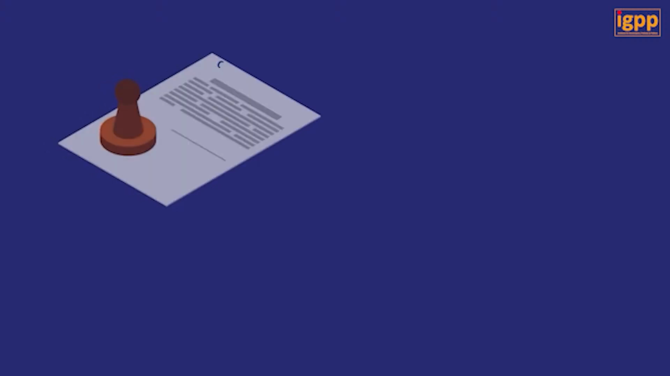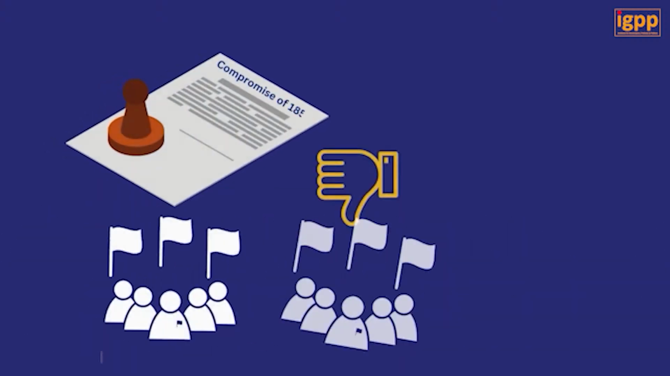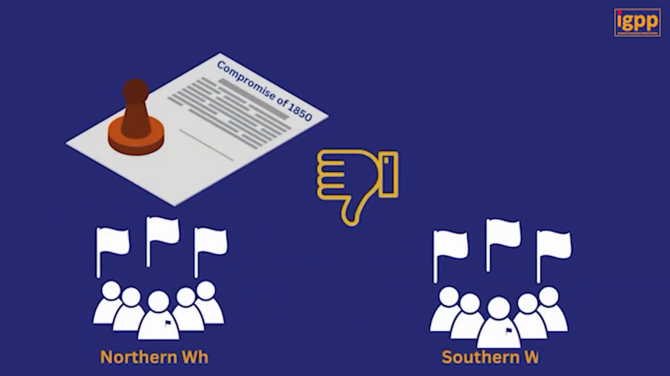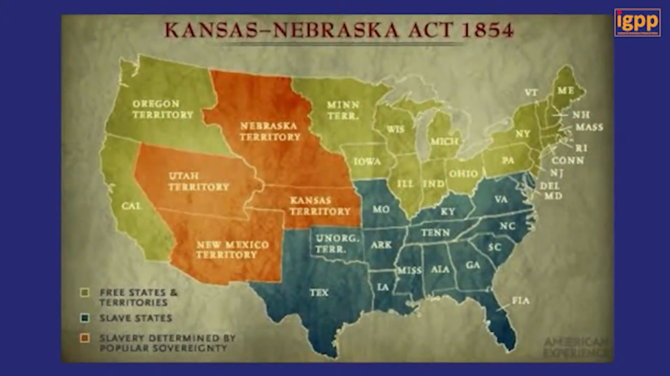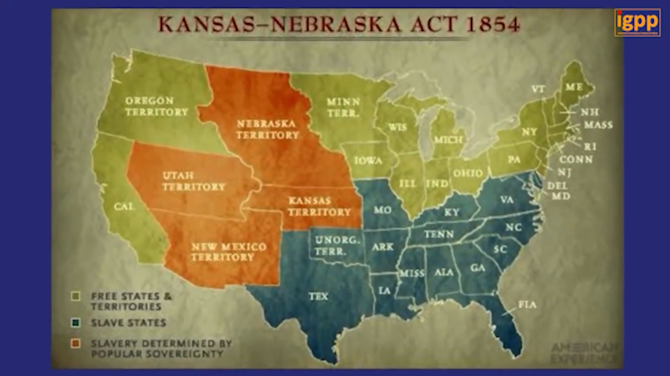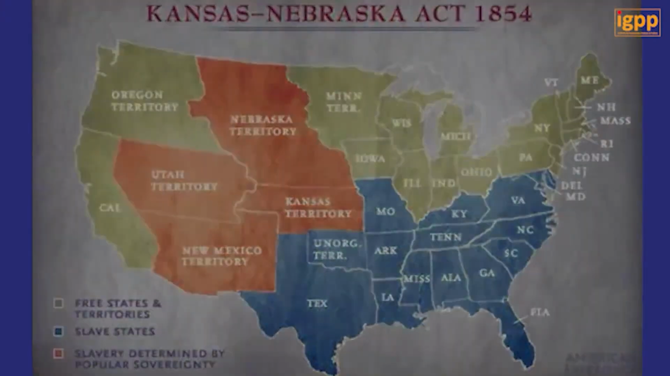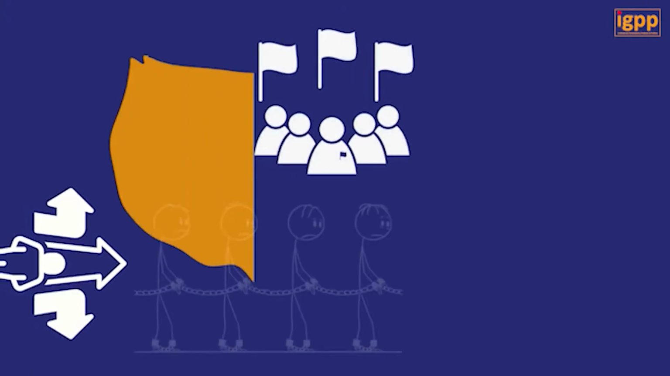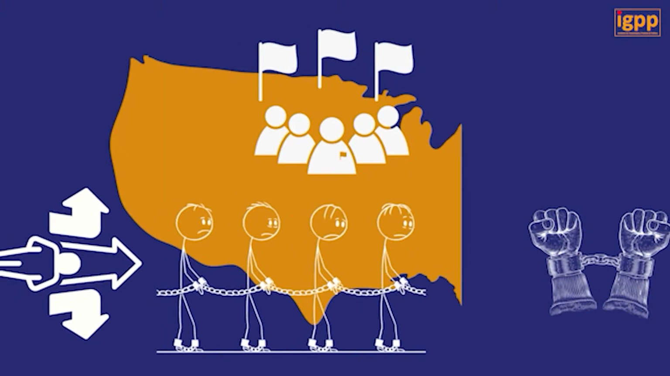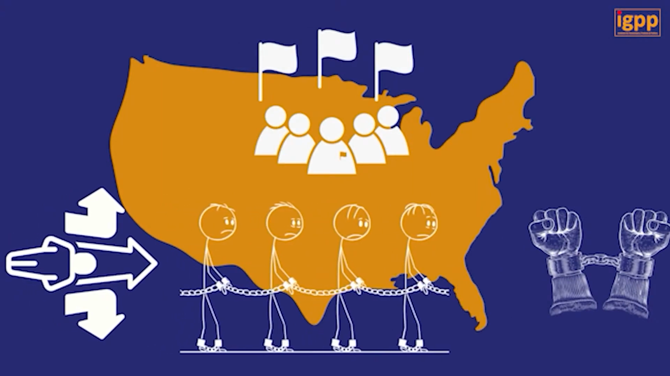The Compromise of 1850, signed into law, was immediately and widely unpopular with both northern and southern Whigs, who each had their own grievances. The divisive slavery issue came to a head again in 1854 with the passing of the Kansas-Nebraska Act, which authorized new territories and states to decide for themselves if they wanted to allow slavery.